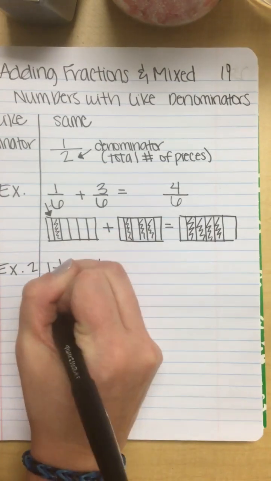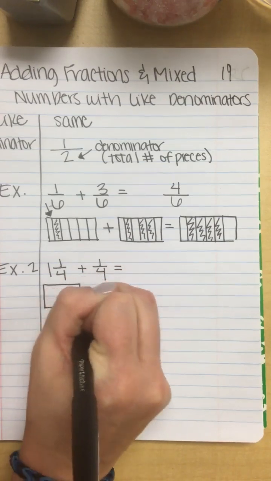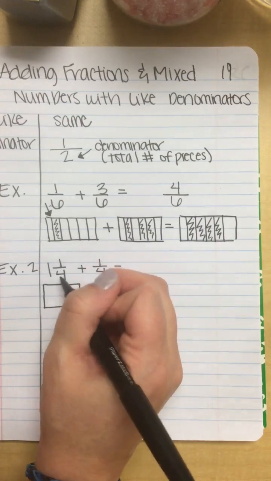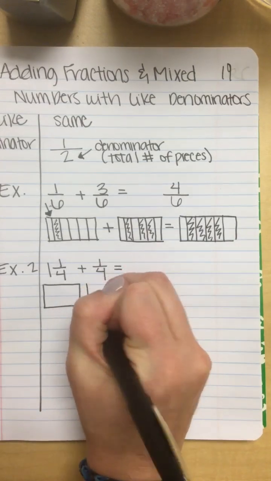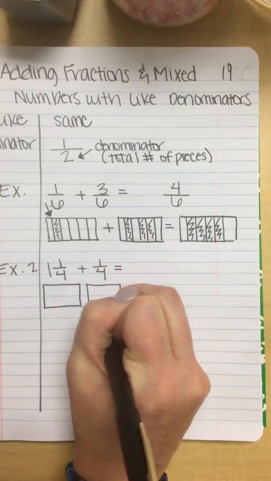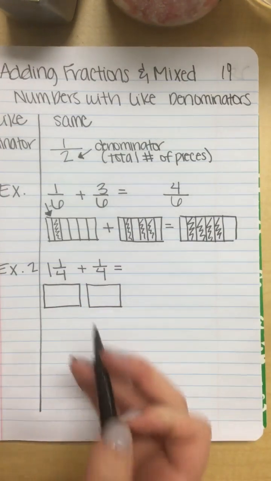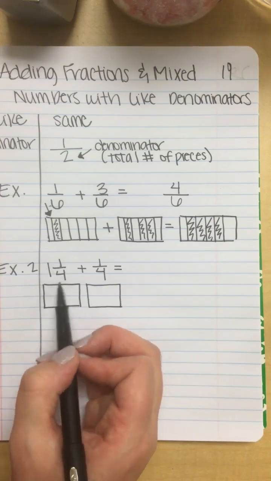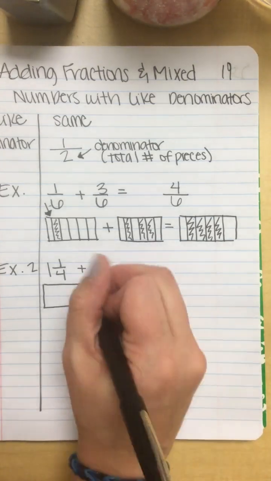So again, we draw rectangles. So we're going to draw a rectangle for him. And then we're going to draw a rectangle for this fraction, 1/4. And they're right next to each other. Now, my 1/4, we look at our denominator. That tells us how many total pieces there are. So there are 4 total pieces.